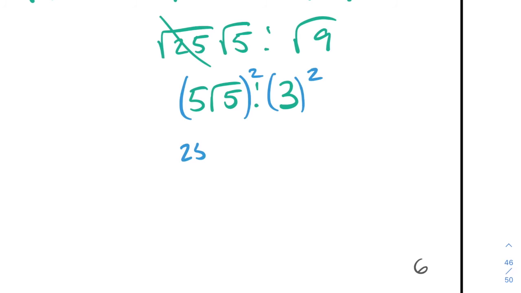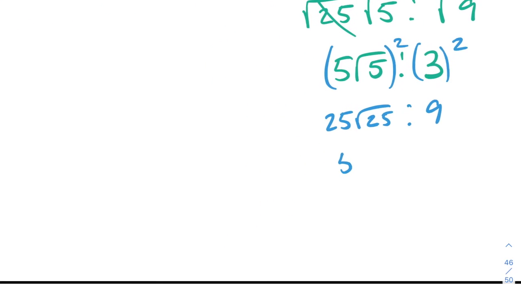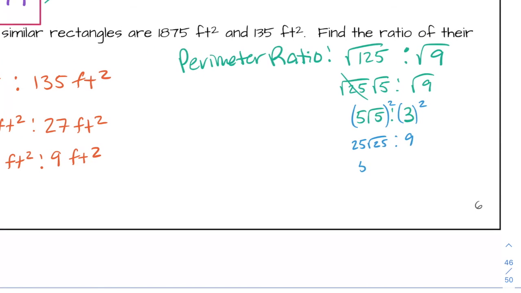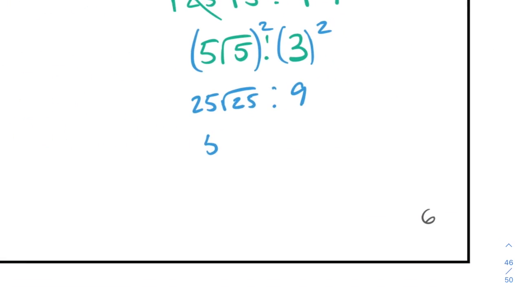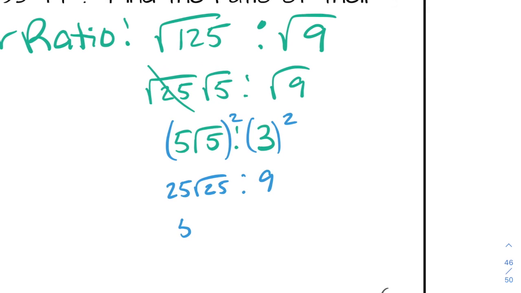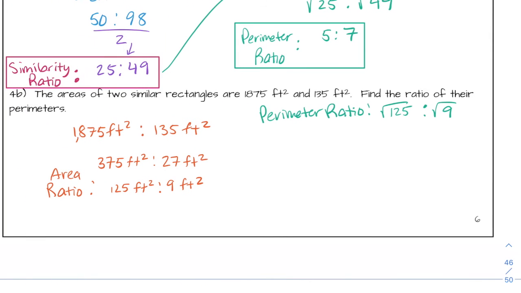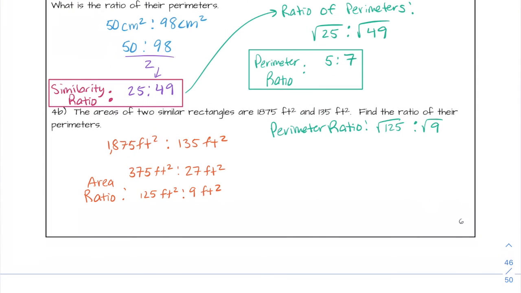So 25 times 5 is to 9, and that's 125. We don't want to square it. All right, I think we're good with this one. I might have made a mistake when I typed out the answer.